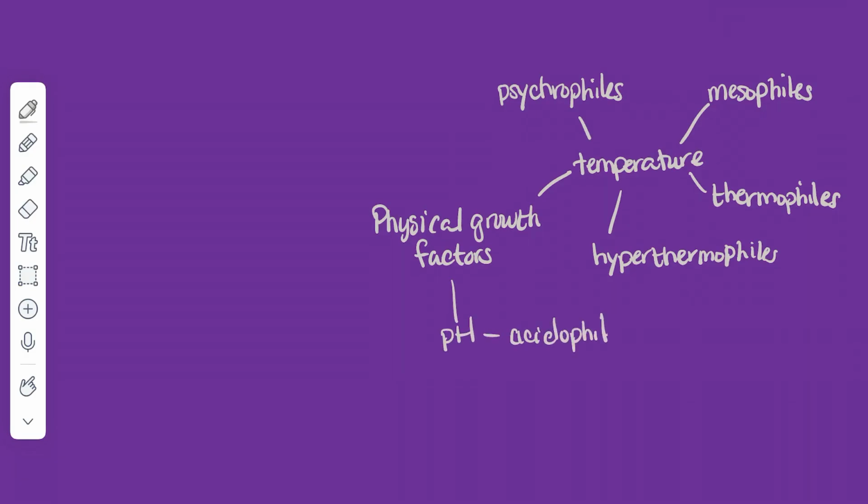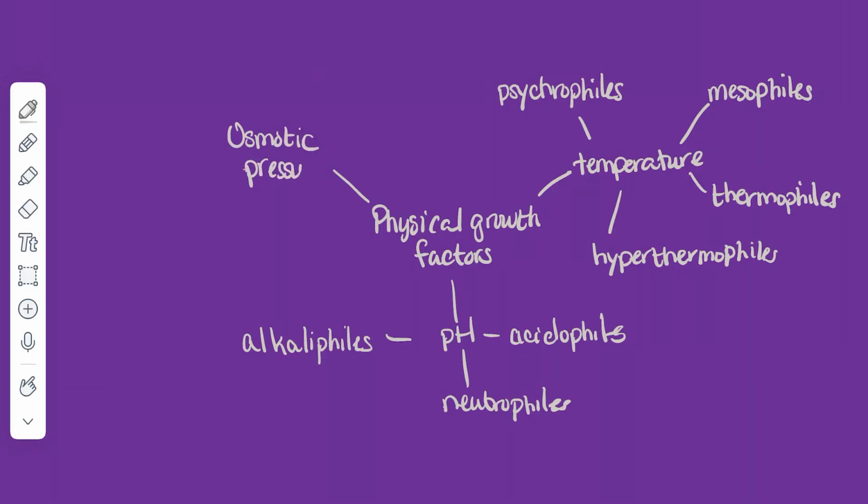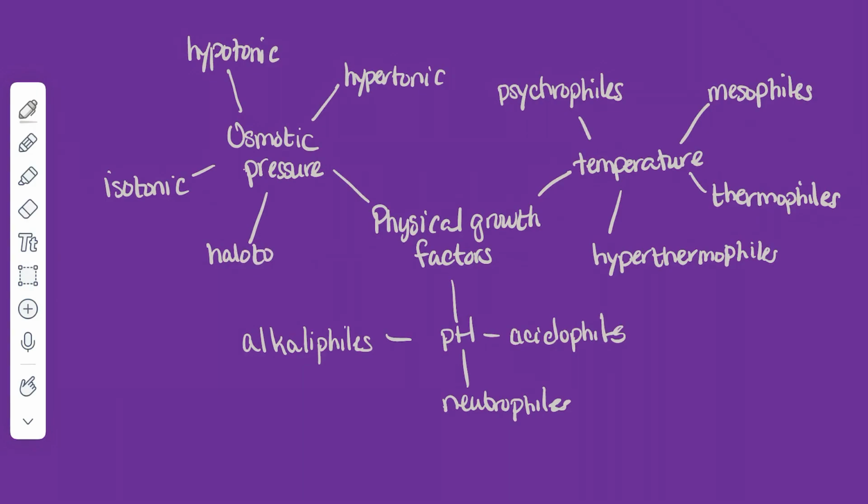Our second branch, it's pH. Stemming from that is acidophiles, neutrophiles, and alkalophiles. Our last and third branch is osmotic pressure. Stemming from that, it's hypertonic, hypotonic, isotonic, and halophiles.